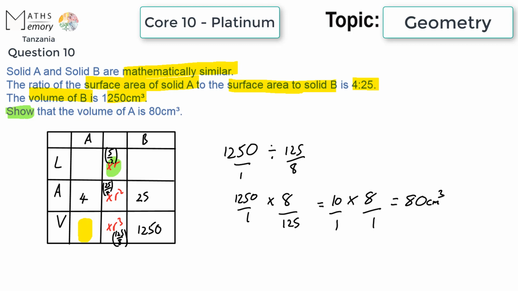So there we have it. It's snap, S and S. We have an answer of 80 centimeters cubed, which matches the original hypothesis in the question. And that's how you do the LAV table for this kind of scenario.